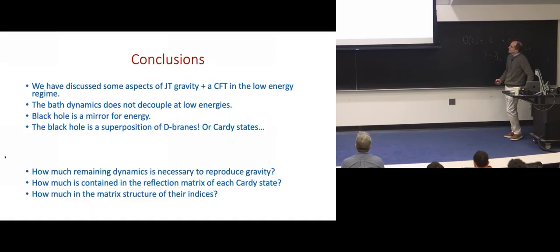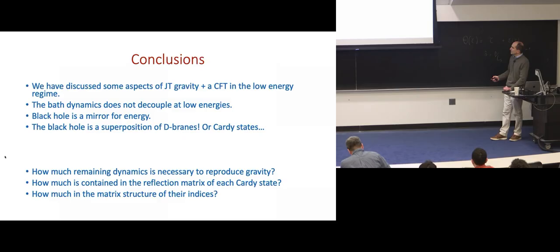So the conclusion is that we have discussed some aspects of JT gravity plus a CFT in the low energy regime. The bath dynamics does not decouple at low energies. The black hole is mirror-like at low energies. And you can view the black hole as a superposition of D-branes or Cardy states, right? So that's what the D-branes in the title are. So we see something like D-branes emerging directly from the gravity region.